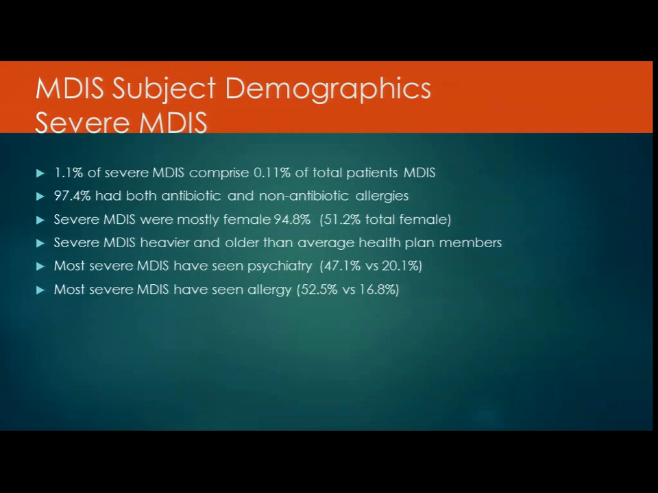97% had both antibiotic and non-antibiotic allergies. Severe patients were mostly female, 94.8%, and only 51% of the population of this 2.6 million was female. So there's a significant increase in the number of females in this severe group. They're usually heavier and older than the average plan members, and basically they've mostly seen allergy and psychiatry compared to the other people that were studied.